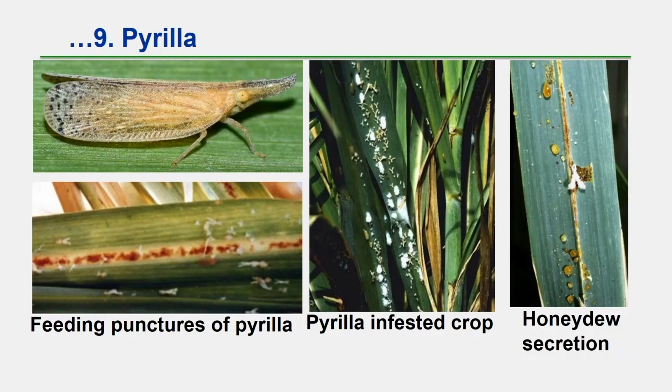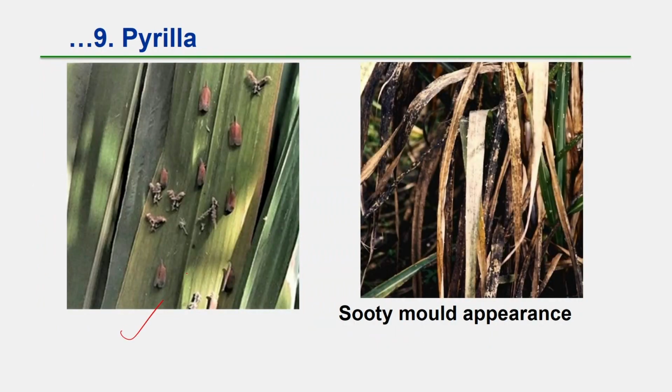Now you can see the pyrrhilla insect. This is the pyrrhilla insect, and you can see how it is producing honeydew, and this is a pyrrhilla infested crop. See more pictures of the pyrrhilla insect and see the sooty mold appearance here. Sooty mold, all sooty mold. So how can these leaves go for photosynthesis? It may not be possible. So there may be less production of dry matter also.